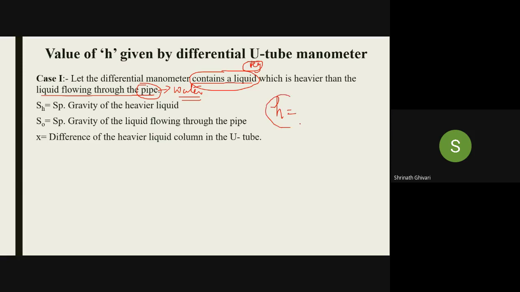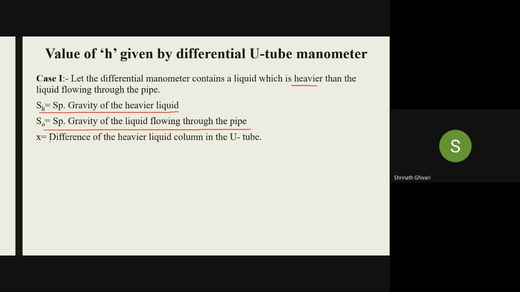So what will be the formula? This is an example, water and mercury, so that you do not get confused. That is why we generally write it as heavier liquid and lighter liquid, or the liquid which is flowing through the pipe. If the liquid flowing through the pipe has less specific gravity compared to the liquid in the differential manometer, what will be the value of H? So how to determine it? We require three things: the specific gravity of the heavier liquid, the specific gravity of the liquid flowing through the pipe, and the difference of the heavier liquid column in the U-tube.